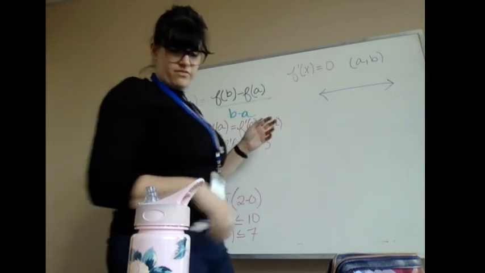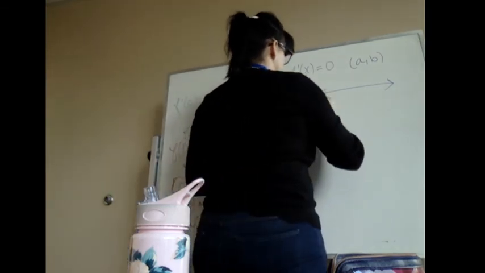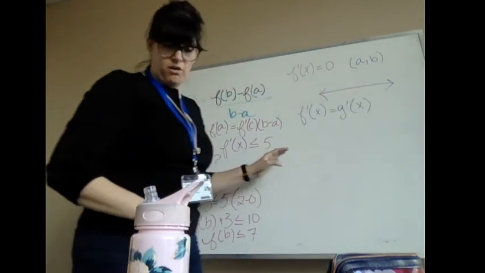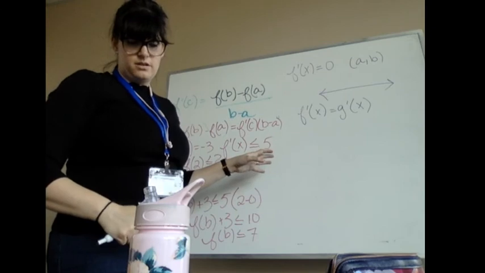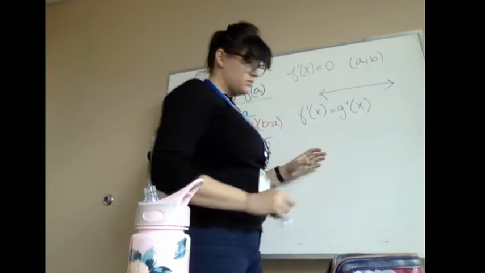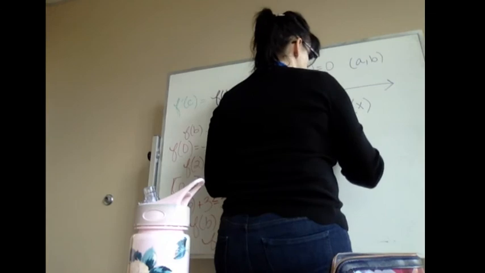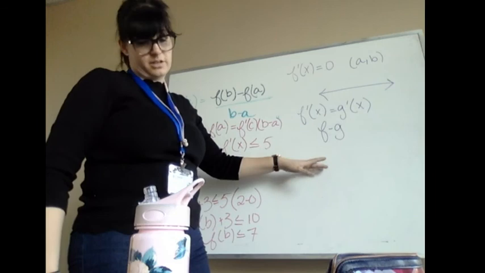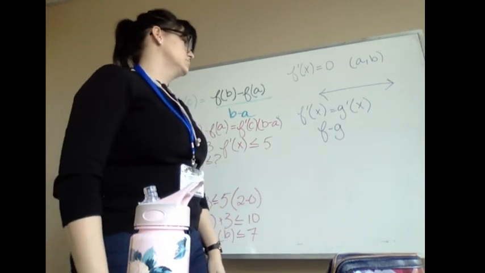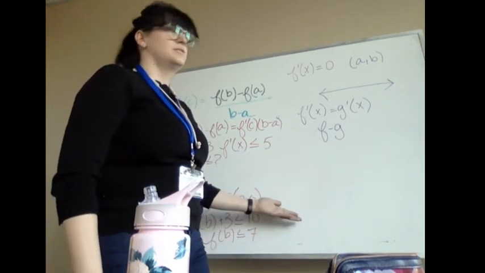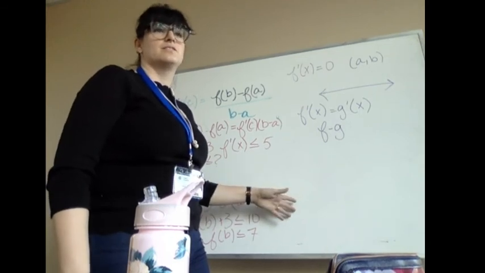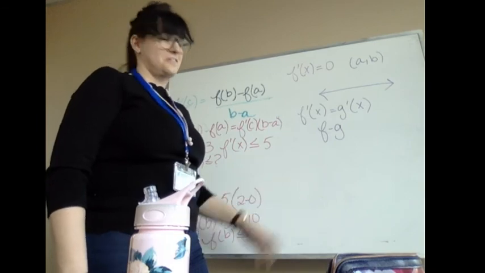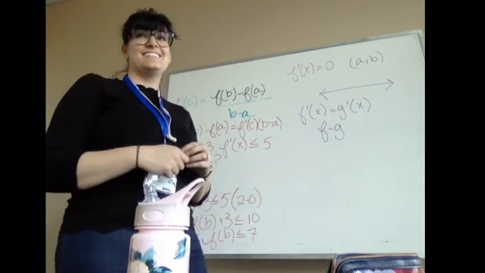And then if f prime of x equals g prime of x for all x in an interval, that means f minus g is a constant function, or is constant. And of course it is, because the derivatives are equal constantly. Does that make sense? Okay. That's it.